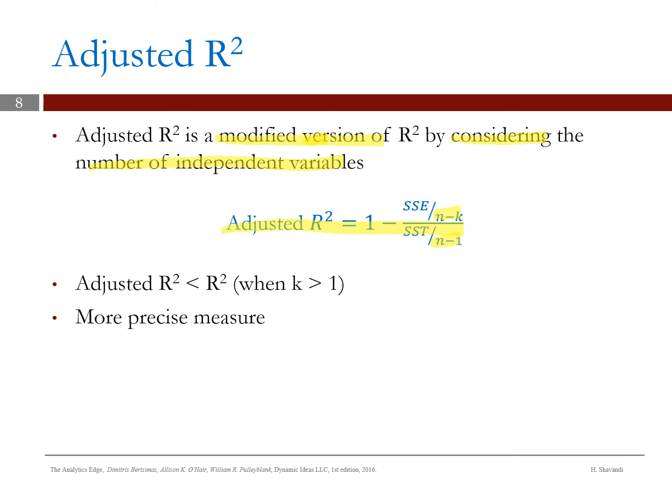So adjusted R square will always be lower than R square if we have more than one independent variable, okay? And since it's always lower than R square, we can say it's more precise than R square, so we can actually consider this, and it is more reliable, okay?